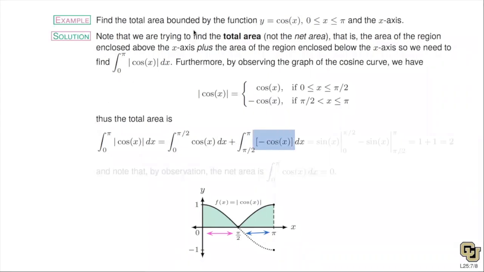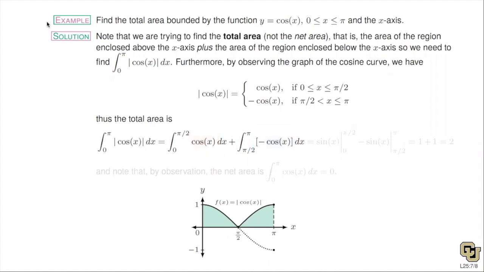You see the two different integrands. That's why we have two different integrals. I can't use one integral to integrate cosine and minus cosine simultaneously as the same integrand. Here the function changes its definition, so I need to break up the integral to take that into account. So from 0 to pi over 2, it looks like cosine. That's this portion right here. And then from pi over 2 to pi, it looks like negative cosine. That's this portion right here.